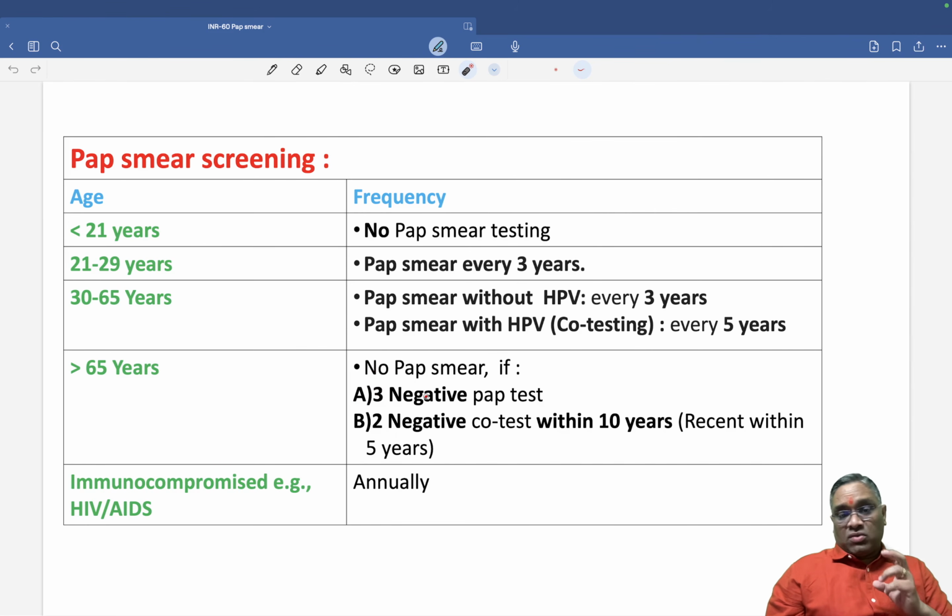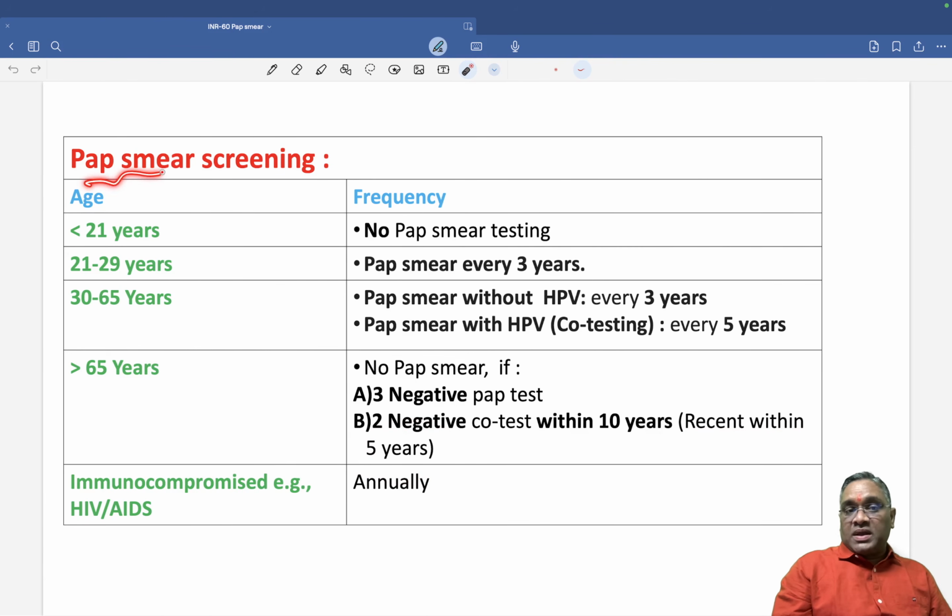or you can say there are 3 consecutive negative pap tests. Remember, 3 consecutive negative pap tests, or it can be 2 negative co-tests. Remember, either it will be 3 continuous negative pap tests or 2 negative co-tests within 10 years, where the recent one has been done within 5 years, right?